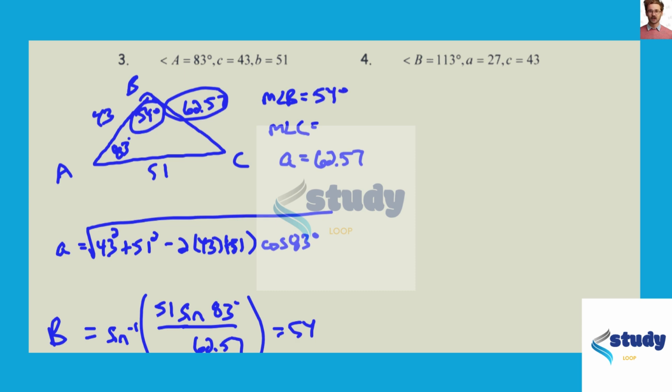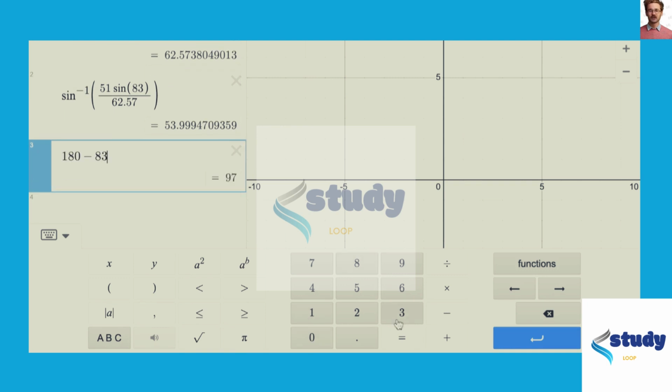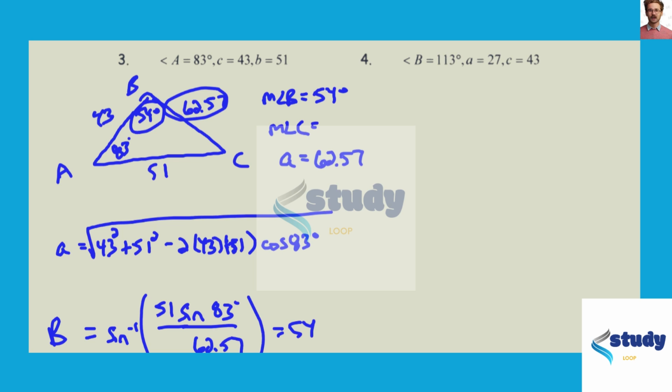And then all triangles have 180 degrees. If one of them is 83, that was given, and we just found the other to be 54, then there's 43 degrees left for angle C. And we are solved for number 3.